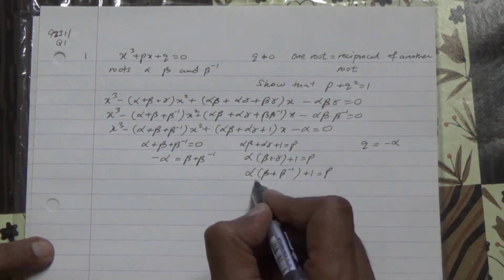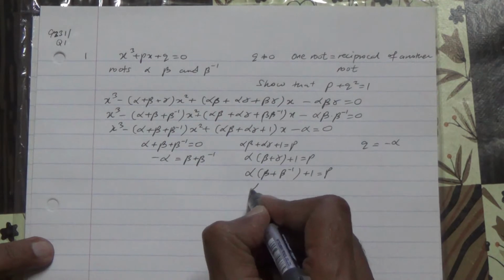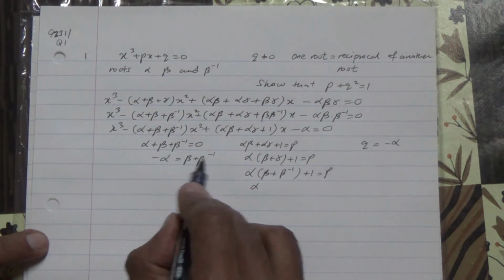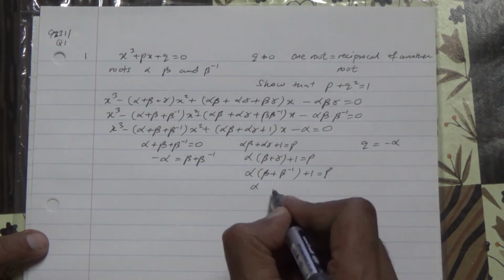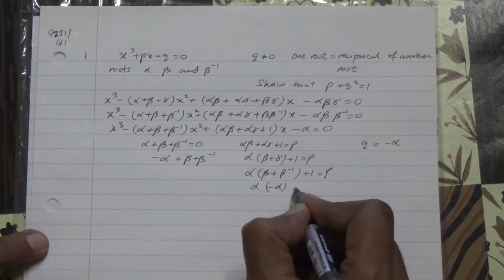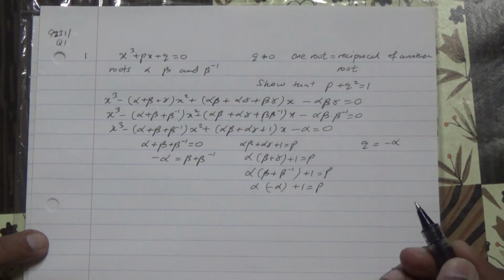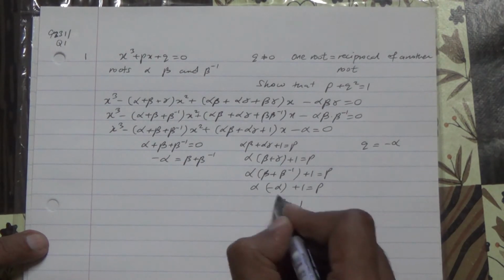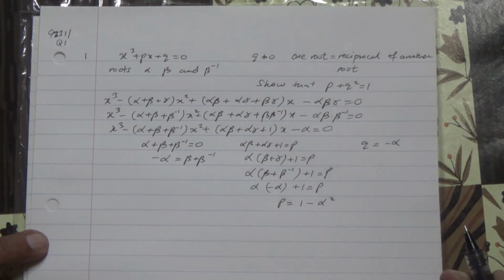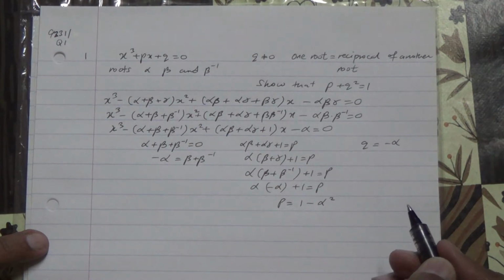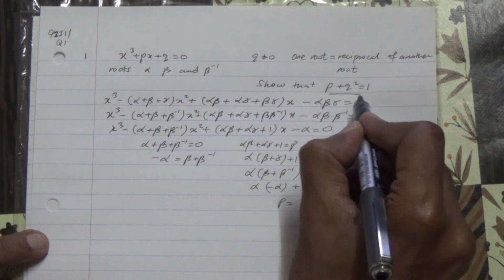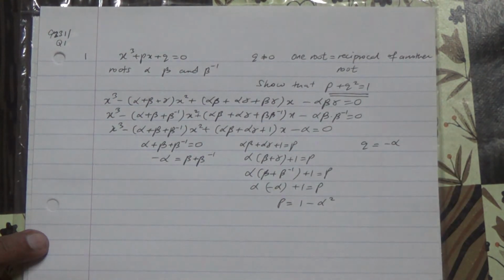In other words, we're saying alpha times beta plus beta inverse, and here beta plus beta inverse is minus alpha, so alpha times minus alpha plus 1 is equal to p. So this leads to p is equal to 1 minus alpha squared. And from here, maybe we can just add these up. We need to show that this thing here is equal to 1. So what is p? p is all of that.